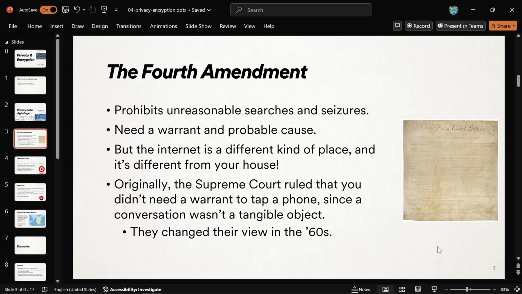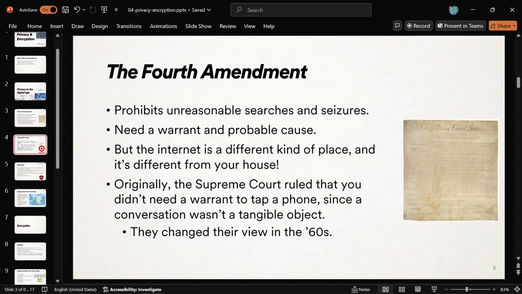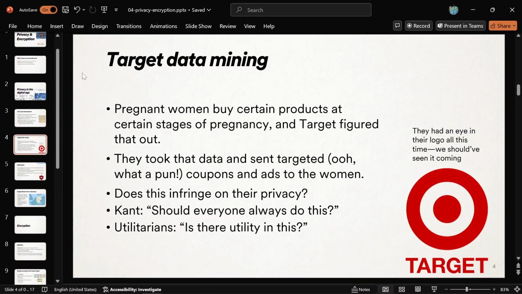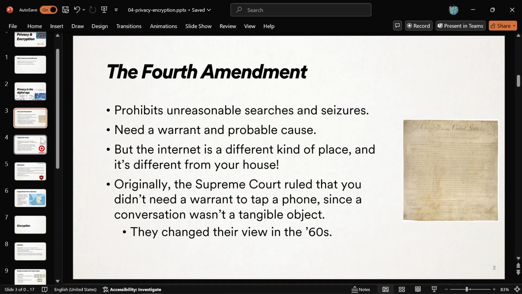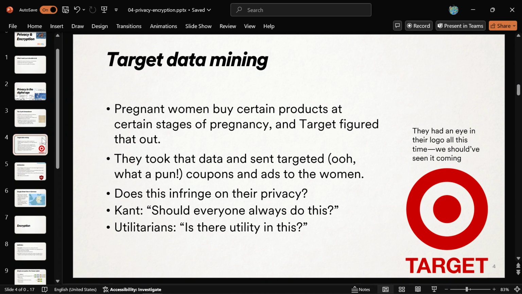That's interesting, right? The Supreme Court does have the ability, for better or for worse, to change their minds. At least it worked out then. So we have some sense of privacy, at least on phones, so maybe that applies to the internet. And now I just want to give you some examples. Some of these are from your textbook, if you chose to get that one.